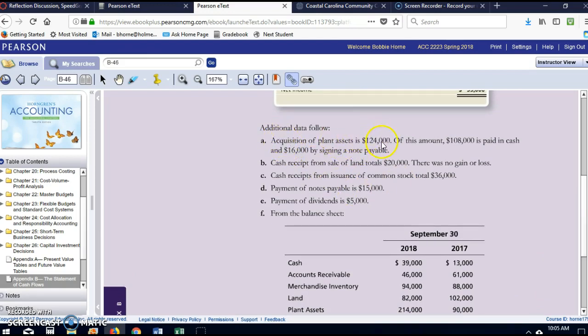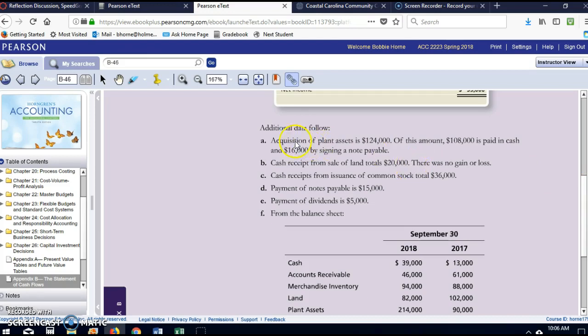We acquired a plant asset of $124,000. Okay, so that will be in another section. That will be in your investing section. Remember, investing is anything we buy for the long term of our company, like an asset or land. Now, if we look at this, we paid $108,000 in cash and $16,000 by signing a notes payable. So the notes payable part is not going to affect cash, but we call this a non-cash investing and financing activity.